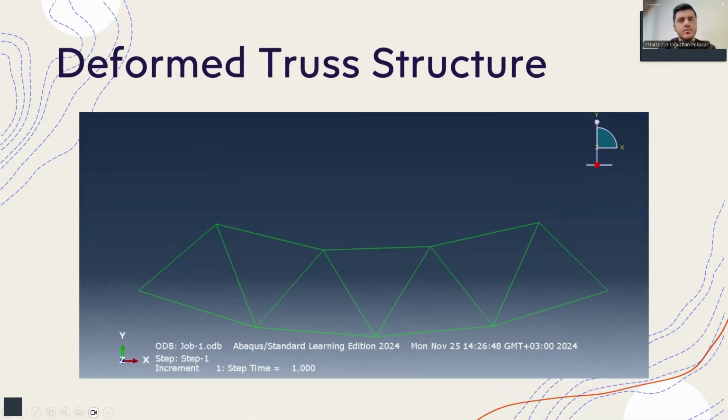Now I will show the deformed truss structure. This image shows the deformed state of the truss structure after applying external force or loads. The green lines represent the structural members in their displaced positions. Also, the deformation indicates how the structure responds to the applied load, highlighting areas of displacement and structural behavior under stress.